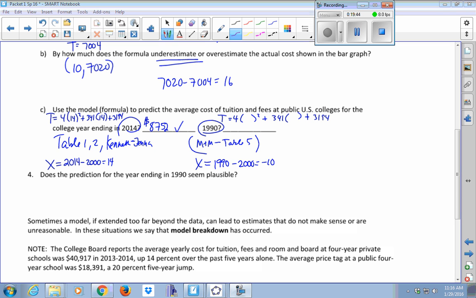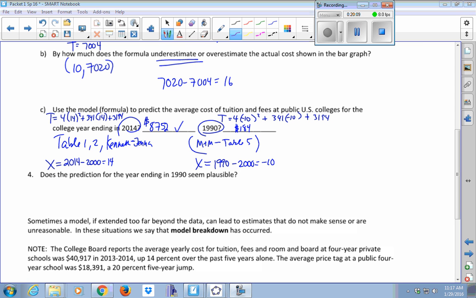A negative 10, because it actually indicates that you were 10 years prior to 2000. So the negative number talks about past tuition and fees. And then you put a negative 10 in where you see X. And what do you come up with for your answer for the average tuition and fees for 1990? Eula? 184, right.